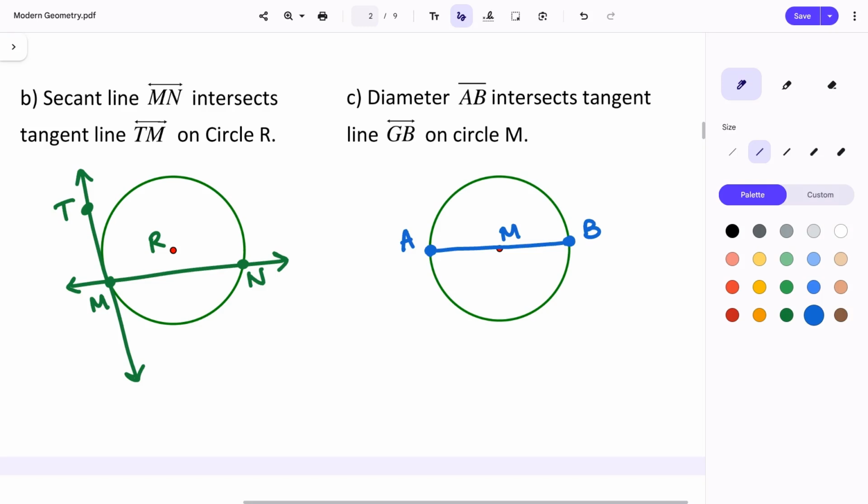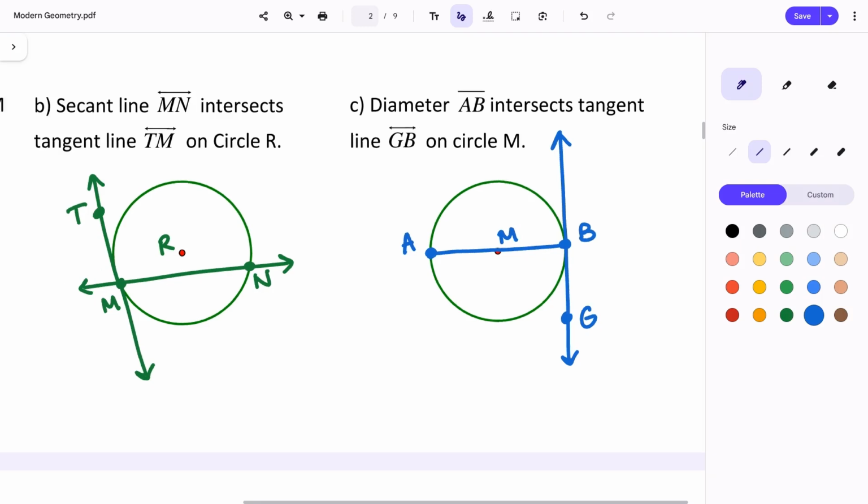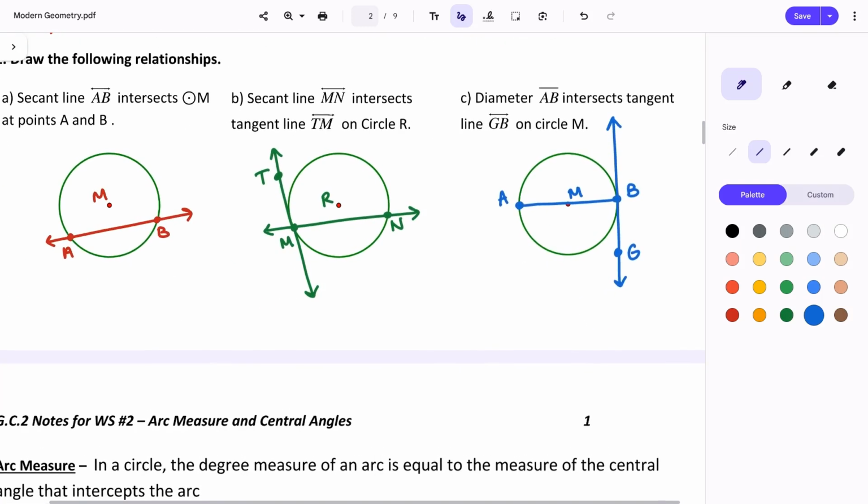Okay, what else do I need? Another tangent line. Where should it go? Off of B. And what else should go on that line? G. And again, it doesn't matter where you put it, so let's put it down here this time. Okay. As long as your pictures look similar to that, you should be fine. They don't have to be identical.